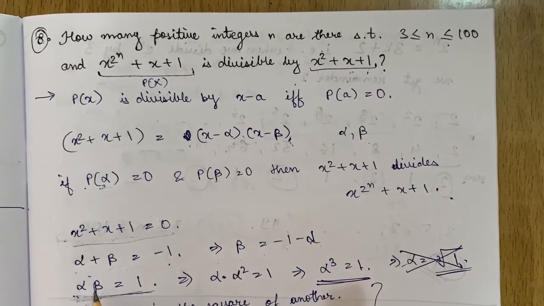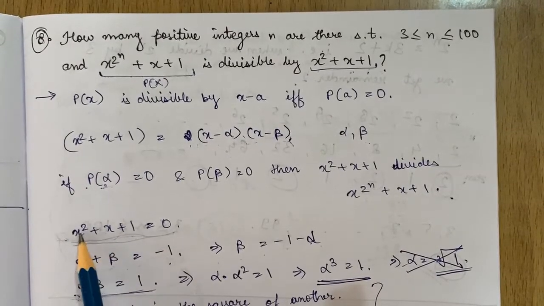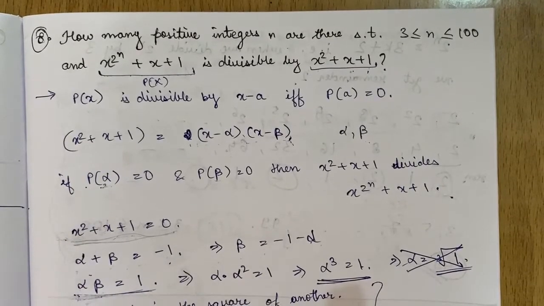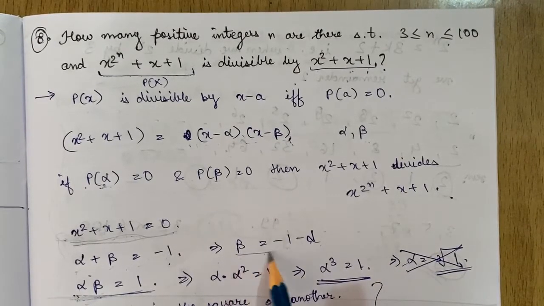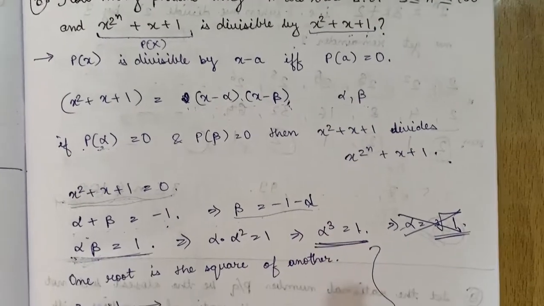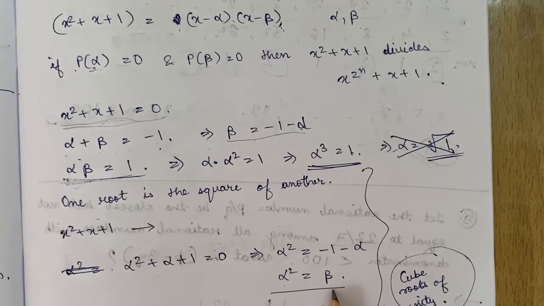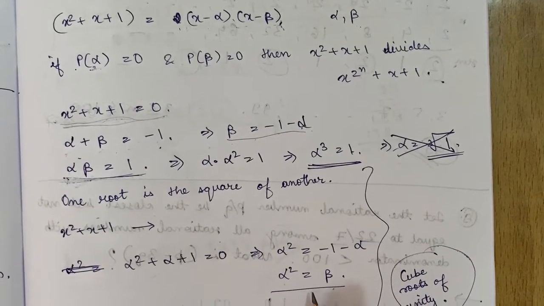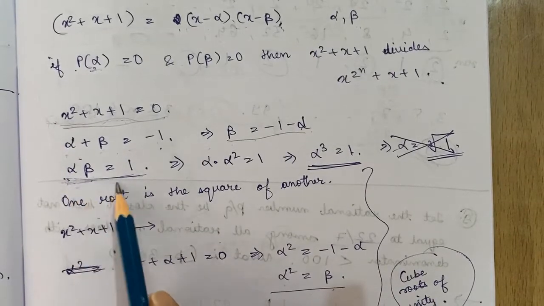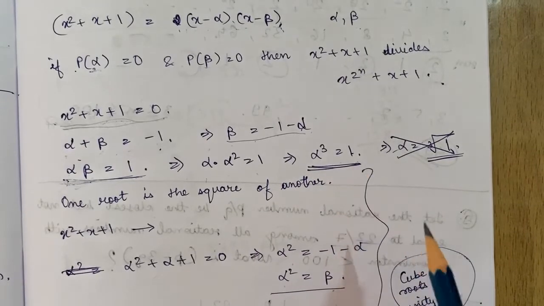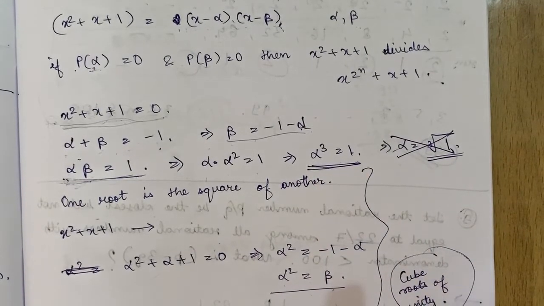Since alpha and beta are the roots of this equation, we can substitute x by alpha and x by beta in this equation. So this gives alpha square plus alpha plus 1 equal to 0, which gives alpha square equal to minus 1 minus alpha, and over here we got beta equal to minus 1 minus alpha. So we get alpha square equal to beta, and substituting this again in alpha beta equal to 1, we get alpha times alpha square equal to 1, which means alpha cube equal to 1. So alpha is one of the cube roots of unity.